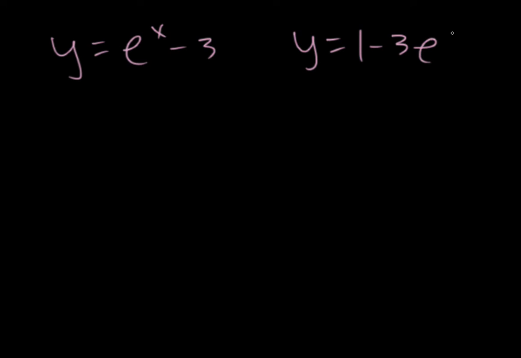Okay, it says find exactly the points of intersection for y equals e to the x minus 3 and y equals 1 minus 3e to the negative x, and then check our solution with technology. I'm not going to check it with technology just because you could plug both these into Desmos and see where they cross, and I think you guys can all handle that. Now the way we do it algebraically is we set both these equal to each other.